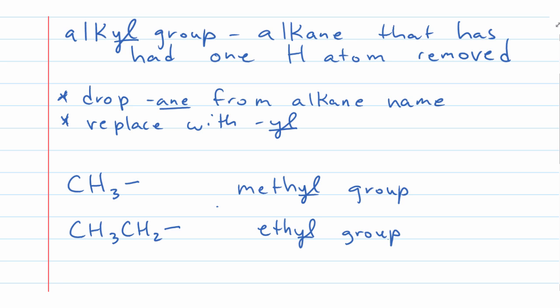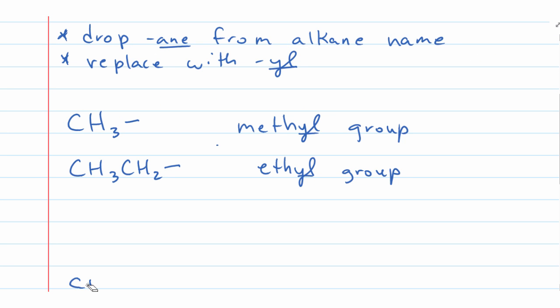And if we look at this one right here, CH3, CH2, CH2, dash because it can still make one more bond, we'd call this one here propyl group. This here is a propyl group.